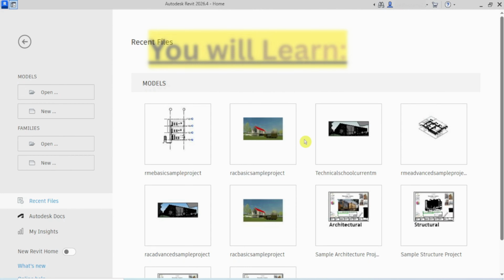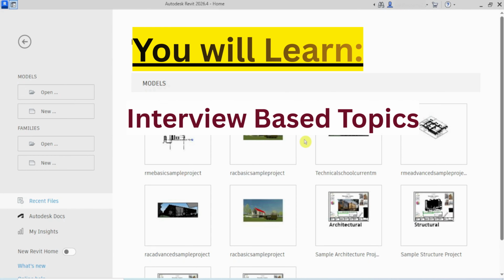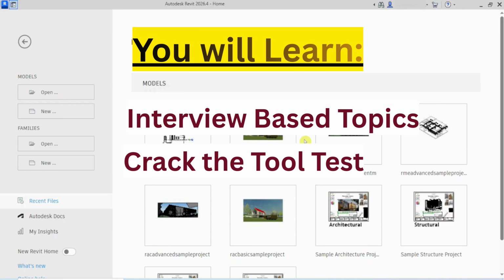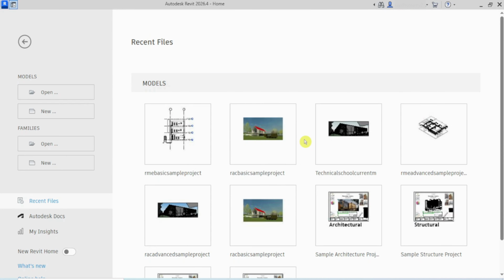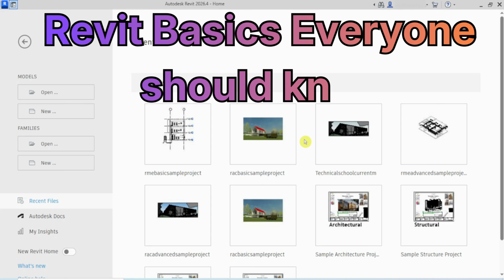What we will do in this course is prepare you for interview based learning and tool test. And if you are serious about learning Revit the correct way, start with this course, and welcome to Revit Basics job oriented course. So let's start.